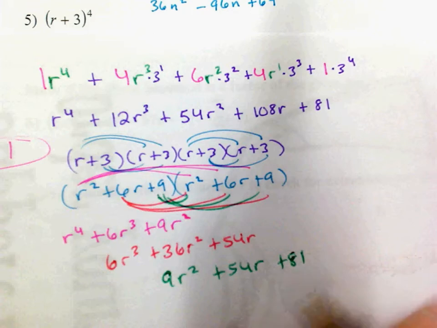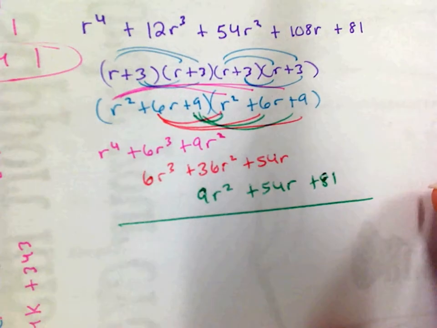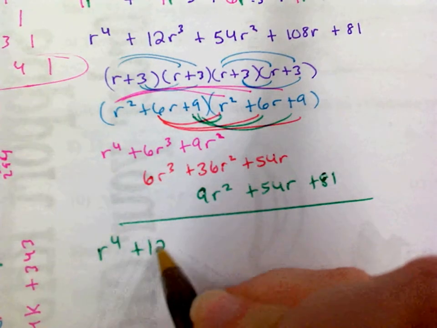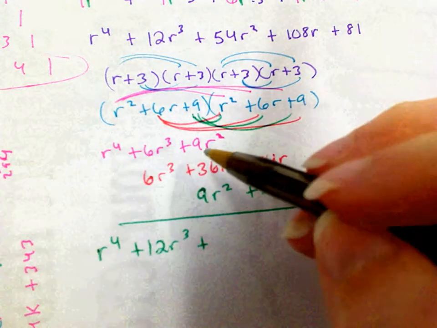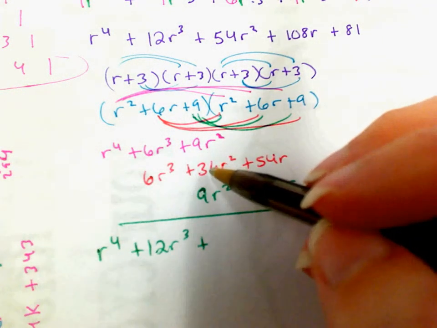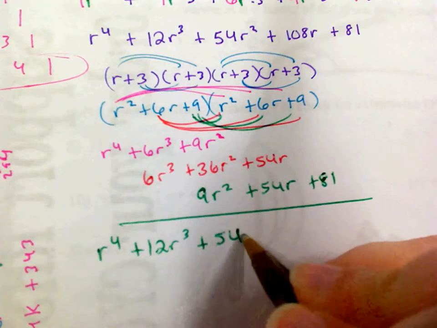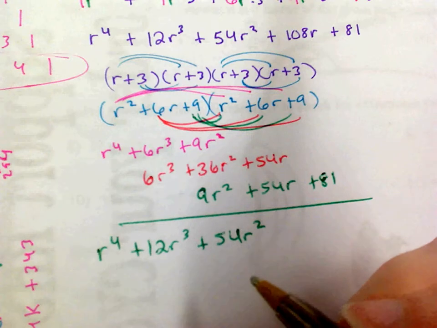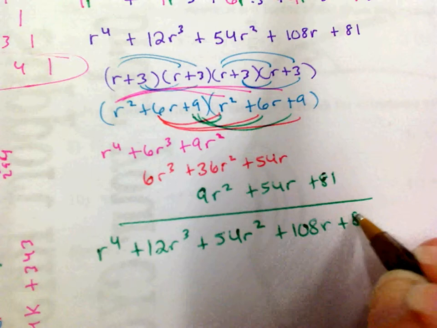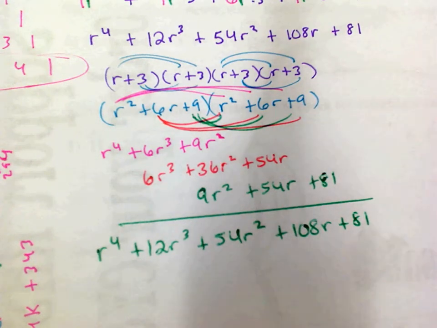And then we add like terms. So I've got r to the 4th plus 12r cubed. 36 plus 9 is 45, so 45 plus 9 is 54 r squared. And then 54 plus 54 is 108r plus 81, which is the same thing that we got right there. Okay, so however you're more comfortable with.